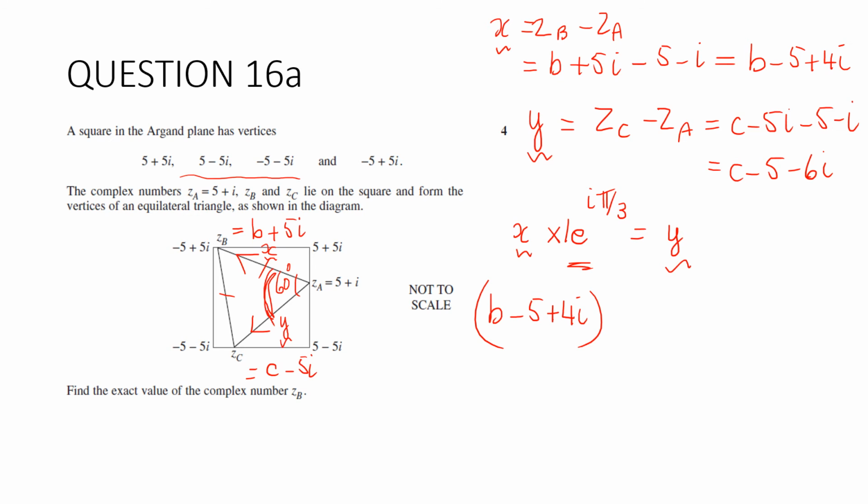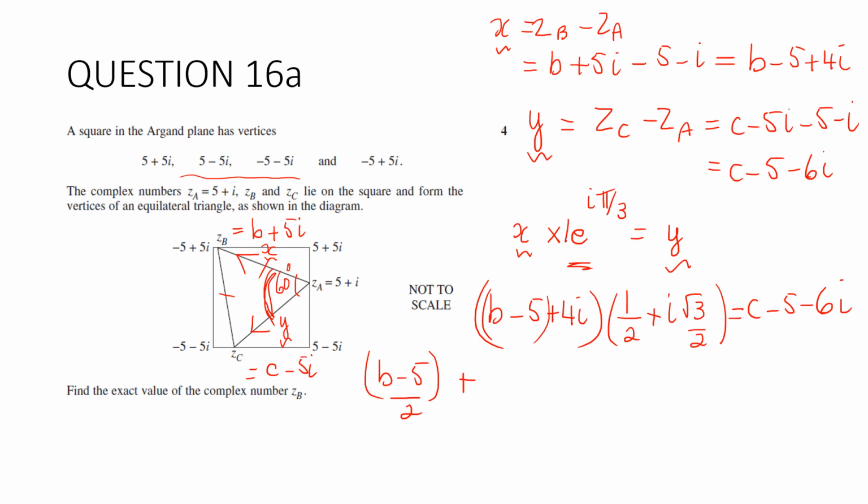e to the i pi on 3, let's have a look at what that is. That's going to be cos pi on 3, which is 1/2, plus i sine pi on 3, which is root 3 on 2. And that's going to be equal to c minus 5 minus 6i. All right, expanding. I'm going to link these together. b minus 5 over 2 plus i root 3 over 2 b minus 5 plus 2i minus, what is that, 2 root 3, I think, is equal to c minus 5 minus 6i.